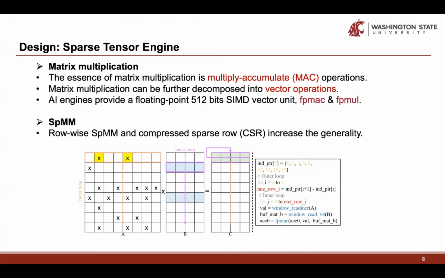We use row-wise SpMM and compressed sparse row, CSR, to increase the generality. The figure shows an illustration of SpMM.